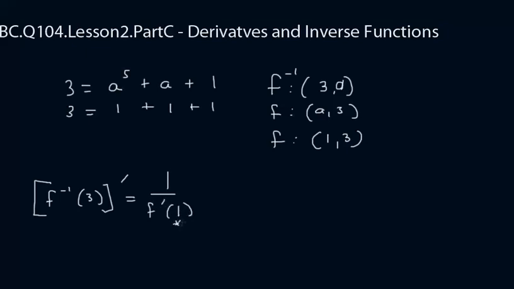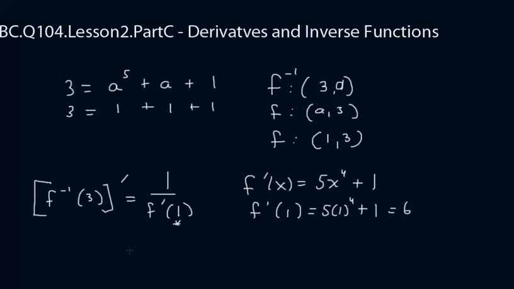The key was to find the 1. So f prime of x, we found this earlier to be 5x to the fourth plus 1. F prime of 1 equals 5 times 1 to the fourth plus 1, which equals 6. So the answer is 1 over 6. The derivative of the inverse at 3 equals 1 over 6.